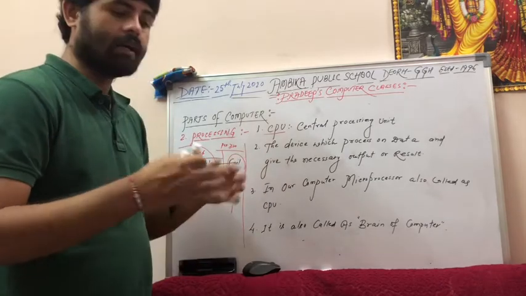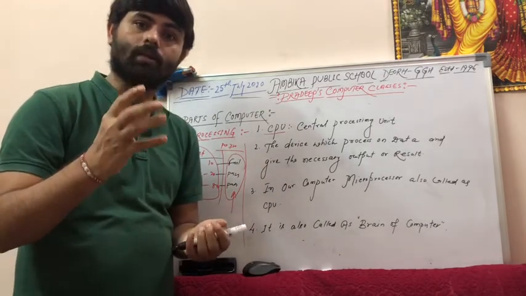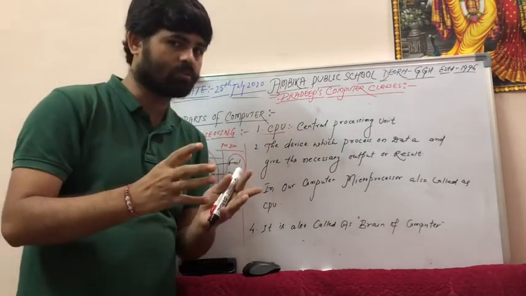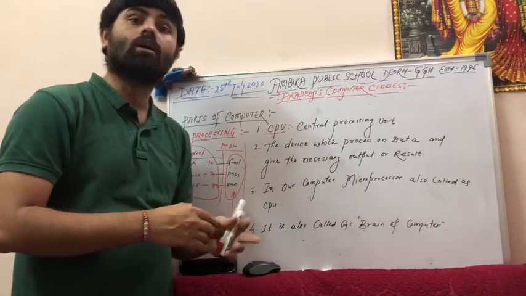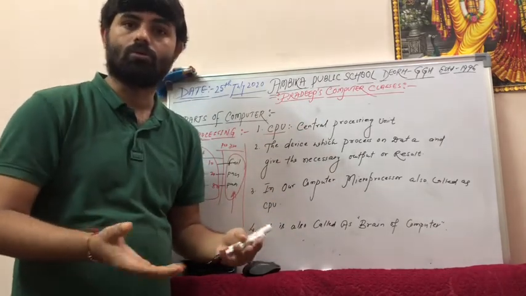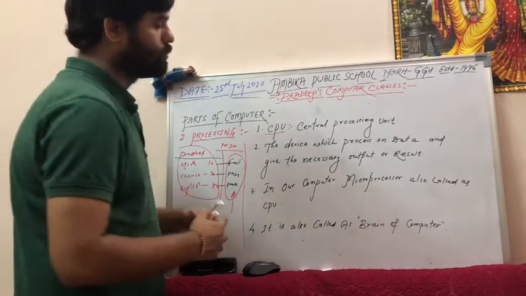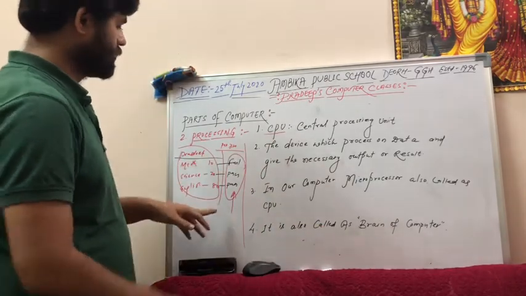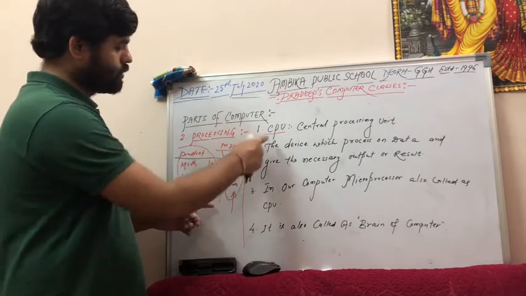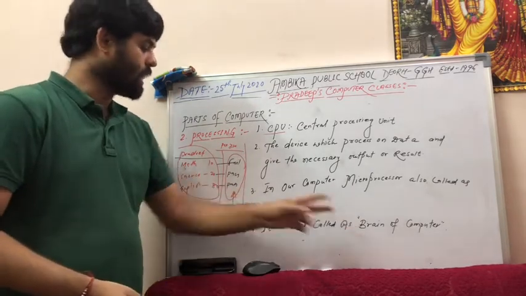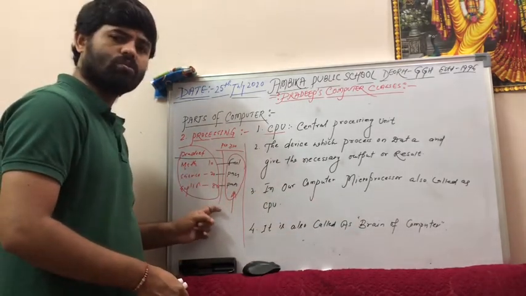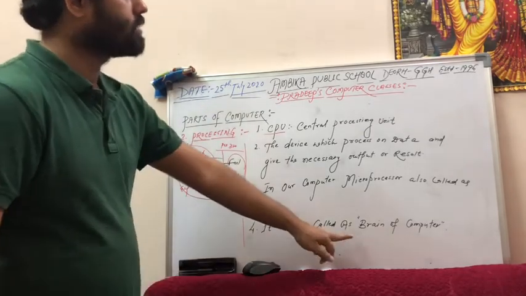So it is a very small chip basically. In the computer, it's a very small construction, the CPU, but it is doing a large, huge work that you cannot think of. It is also called the brain of the computer. So you can see that in the computer, the CPU is doing all the things. I have given a very small picture, but it is the brain of the computer.